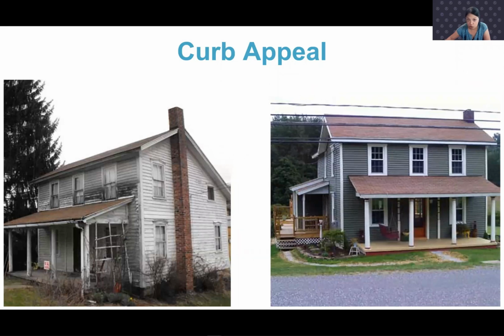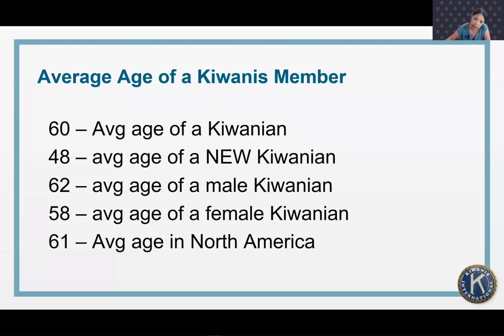So let's talk about those prospective members. Some stats: before we start inviting those members, we just need to understand our Kiwanis demographic in our clubs. It might help us determine our approach. You might be interested to learn that 60 years old is the average age of a Kiwanian, and the average age of a new Kiwanian is 48. So when we're trying to attract a new member, those are some sweet spots in demographics.